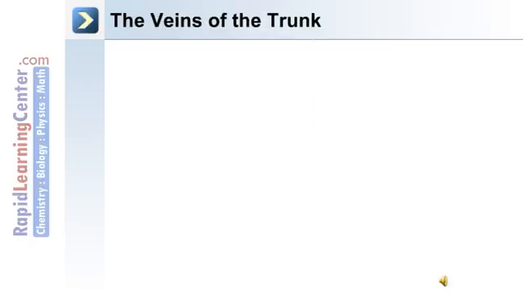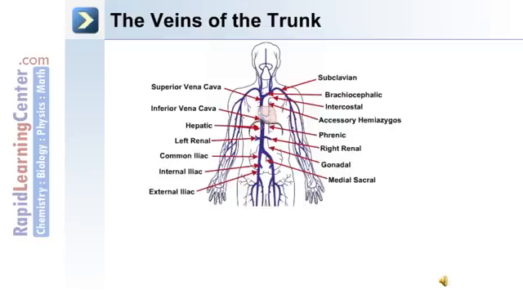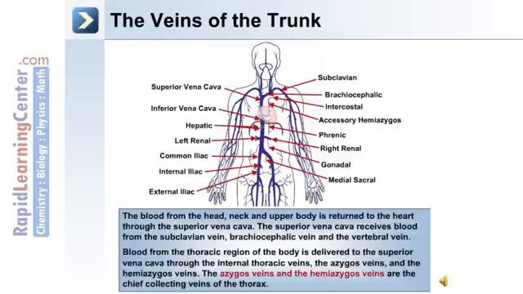The veins in the trunk region of the body. Similar to the arterial side, there's an internal and external iliac vein, and these drain blood into the common iliac. The kidneys are drained by the left and right renal veins, and the liver by the hepatic vein. This blood is delivered into the inferior vena cava and eventually into the right atrium of the heart.